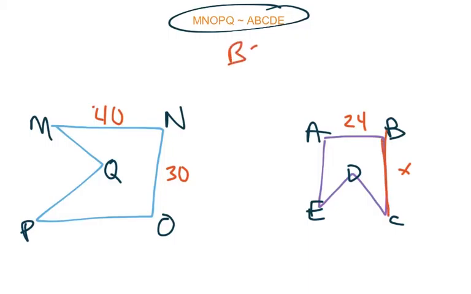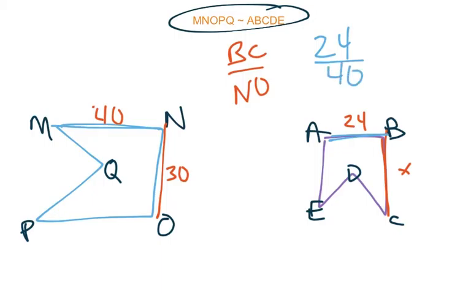So we know that BC corresponds with or goes with NO. Alright, we also know the only other side given to us is AB, which is 24, and that corresponds with MN, which is 40. So we're setting up a proportion in order to solve for BC. So we know that NO is 30, so we put this here. And then all we have to do is cross multiply and divide.